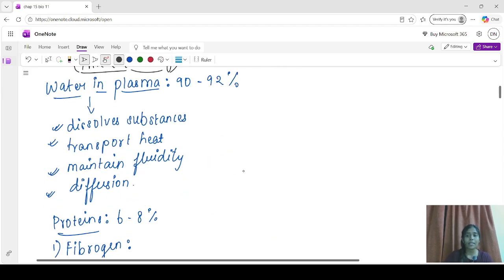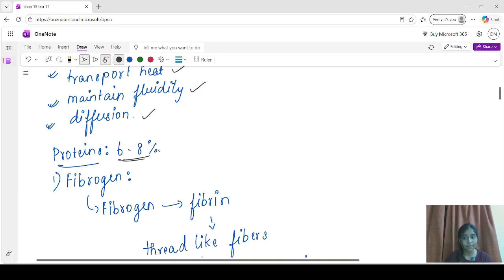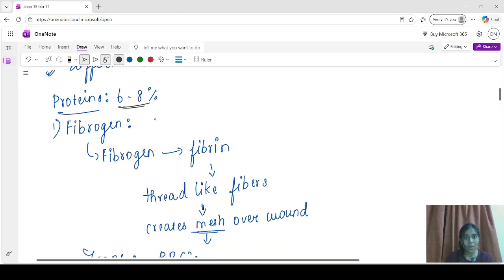Now, water in plasma. The water content in plasma is about 90 to 92%. This is extremely important because water is ideal. Why is water ideal here? Because it dissolves substances easily, it transports heat, it maintains fluidity, and it allows diffusion. Most dissolved substances in the blood remain dissolved because of water. And what are the proteins present in the plasma? There are 6 to 8% of proteins present in the plasma. These proteins are not random substances. Each one has a specialized role. Let us look at them one by one.